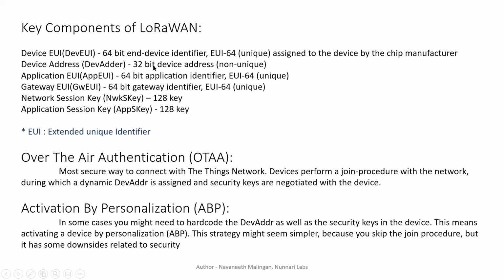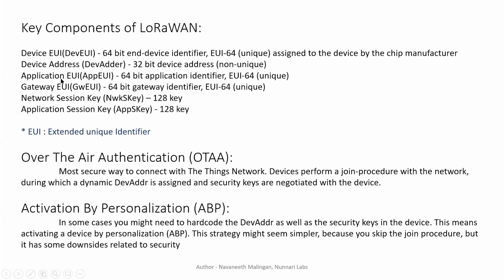So if you connect your mobile phone or laptop to a LAN network, your system will be assigned with some IP, if it is DHCP, like 192.168.1.10 or 100 in some series. So that similarity you can compare it to the device address. It is generated by the network server.